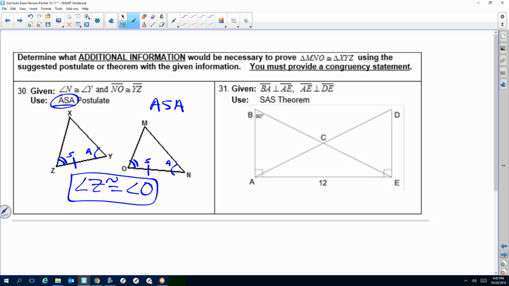And then 31, we're trying to use side, angle, side. We have the right angles, which were given right here. And we have 60 degrees, I believe. Is that right? Let me look. They're both perpendicular. Oh, we need the additional information. And then they have this shared side. So they have a side, we have this angle. We need another side. So that would mean that we need BA to be congruent to DE. All right, so that takes care of the congruent triangles.